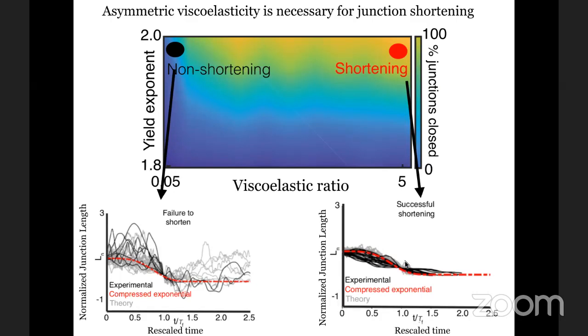So here, this is the change in junction length as a function of rescaled time from both experiment and theory for junction length changes from many different embryos. What we see is that in this regime, the junction length behaviors are highly self-similar across the embryos, and they are well described by this compressed exponential. While in the non-shortening regime, we see that the junction length change behavior, in both experiment and theory, shows large deviations away from this compressed exponential behavior.